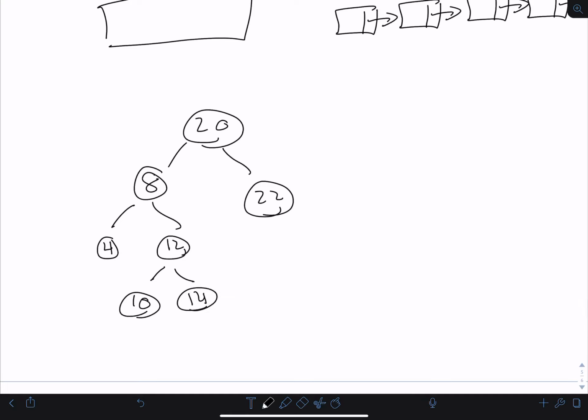Lowest common ancestor is, as the name implies, the first common node that two nodes meet up at. So for example, if I asked you what the lowest common ancestor of 10 and 14 is, you would tell me 12, because 10 and 14 share the same parent, and that's 12. What about the lowest common ancestor between 4 and 12? 8.